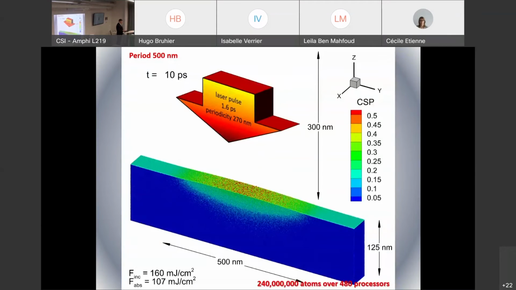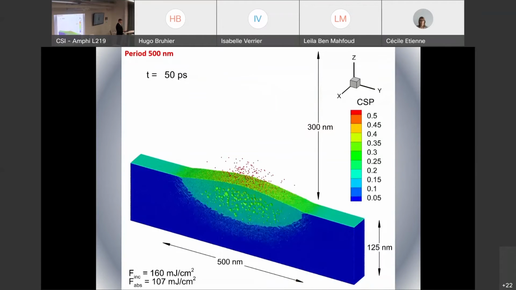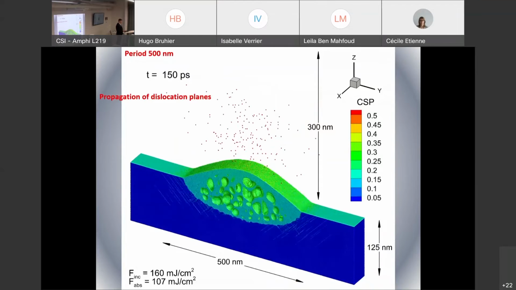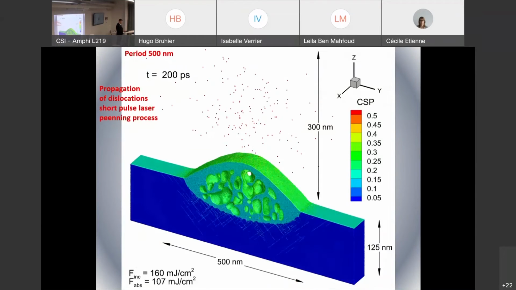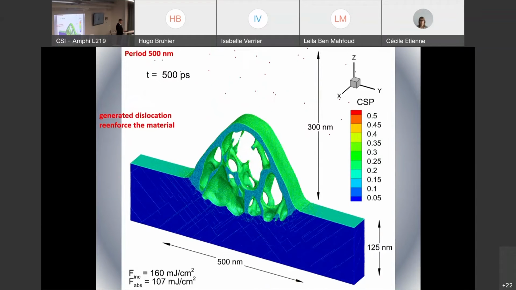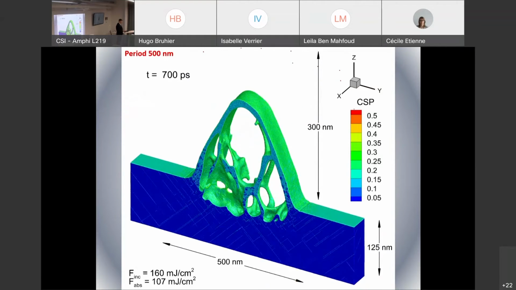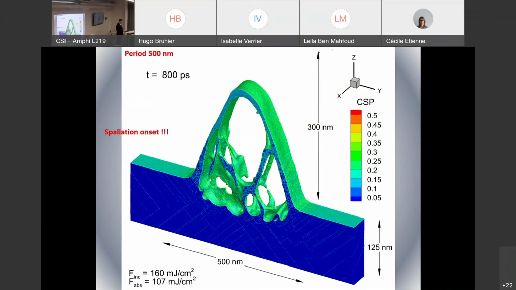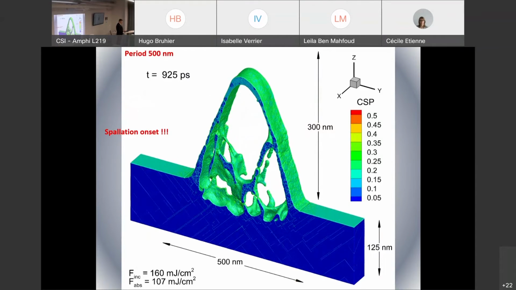We now can show you simulations at the higher period between the structures, and a little bit higher fluence. So you can now identify already vapor atoms, but not a significant amount. Then the structure grows to higher aspect ratio. We can also identify beginning of solidification. And we were lucky here that we just caught the moment of onset of spallation.